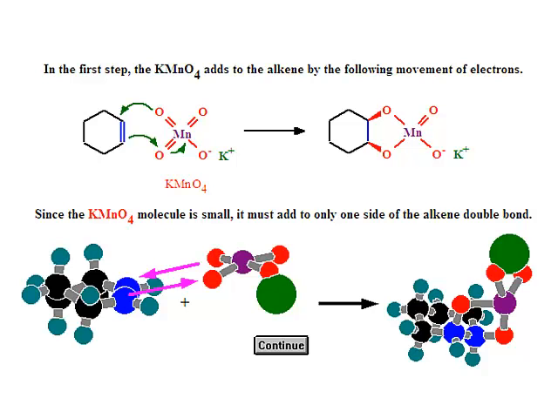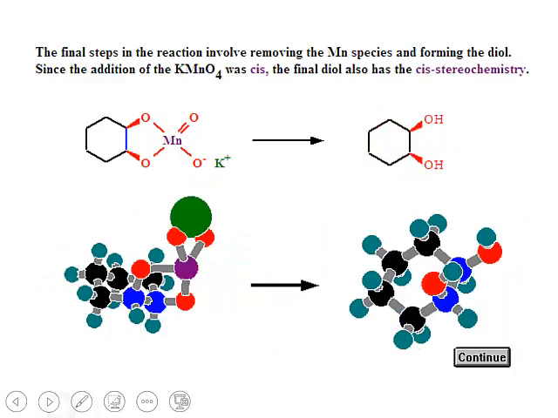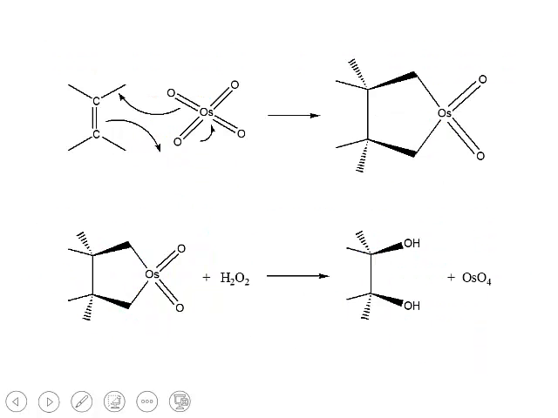But here's the critical part right here. We talked last week about having a 4-membered ring and not having enough space to add one group above and one group below, because 4-membered rings aren't long enough to stretch. 5-membered rings aren't long enough to stretch either. So because both oxygens add with the manganese, it's a 5-membered ring, not long enough to stretch the 2 oxygens above and below. Same thing is true for the osmium.